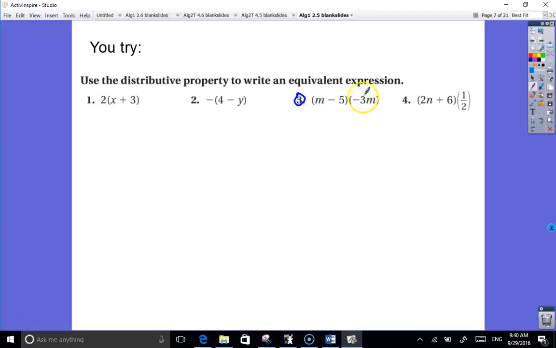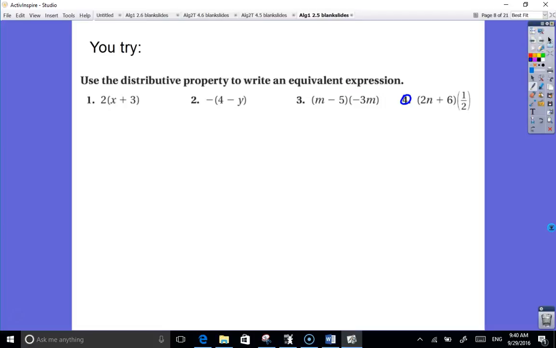Now we're multiplying on the right, so the first multiplication has got to be m times negative 3m, which is negative 3m squared, right? When you multiply an m times an m, you have to make it a squared. And then what do you get if you multiply negative 5 times negative 3m? Positive 15m, right? Okay, and the last one?